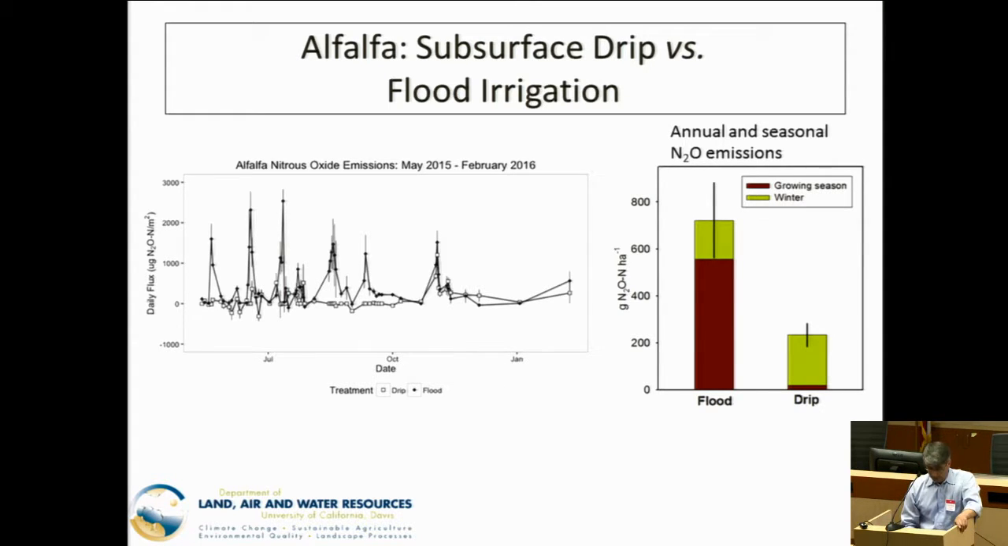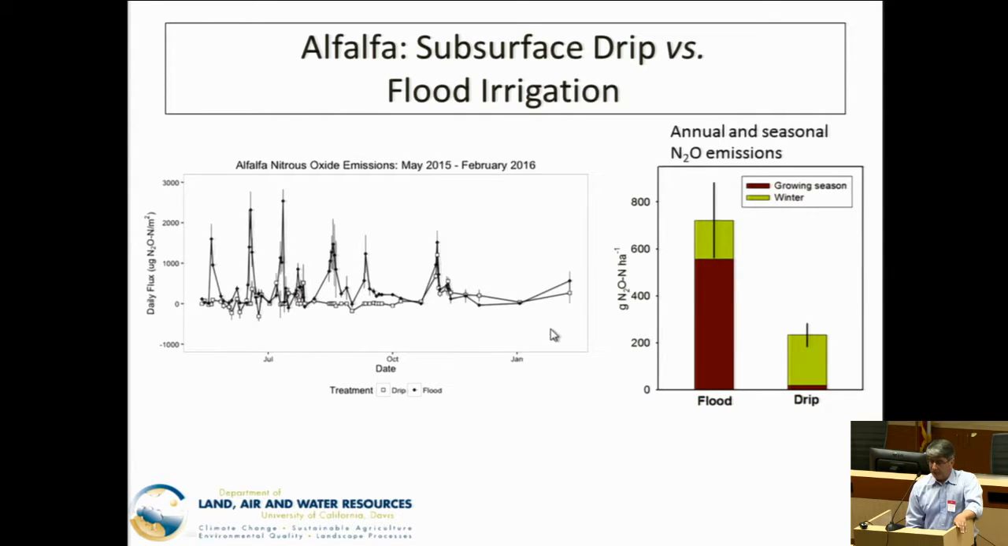in alfalfa. So the sharp peaks that you see, the small symbols, are flood irrigation events when nitrous oxide emissions were elevated. And then the open symbols are the drip irrigation. There was basically no emissions whatsoever from the drip. So this was a field that was irrigated like in a research plot. Evapotranspiration was replaced every day, so there was never a buildup of a large moisture reservoir.